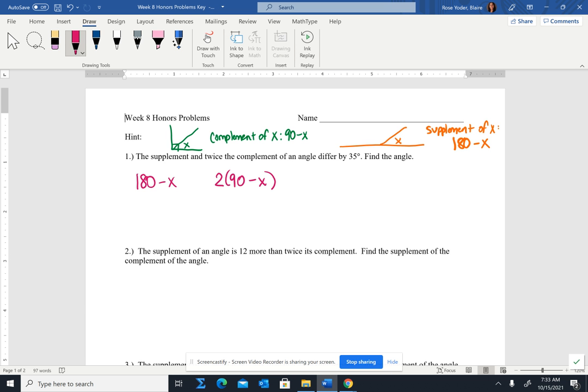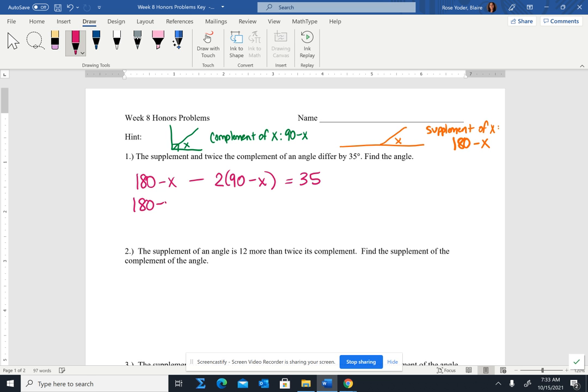It says they differ by 35 degrees. So difference means subtraction. So it means if you subtract them, the answer is 35. I also saw some people take either the supplement or the complement, add it to 35 and equal it to the other one, and that would work too.